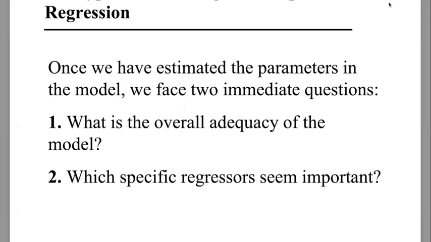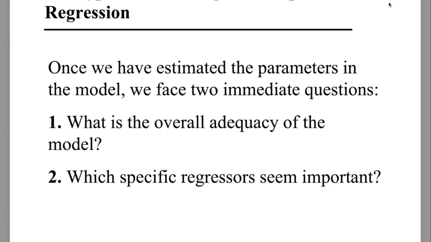Now, up to this point, we've looked at estimation in the context of the multiple regression model. Once we've estimated those parameters, we have some additional questions to answer. The first would be, what is the overall adequacy of the model? And the second would be, which specific explanatory variables are important? Now, I think I might like to rephrase these two questions a little bit.